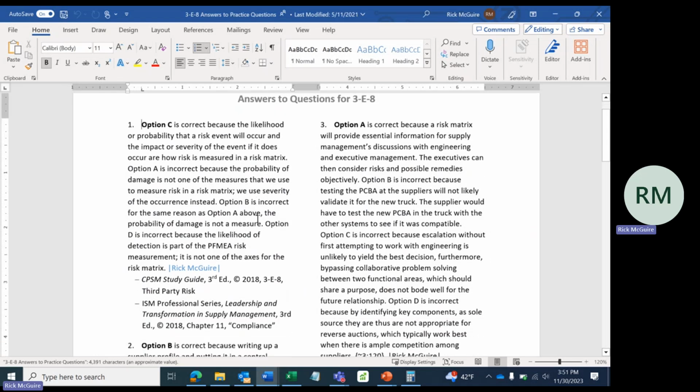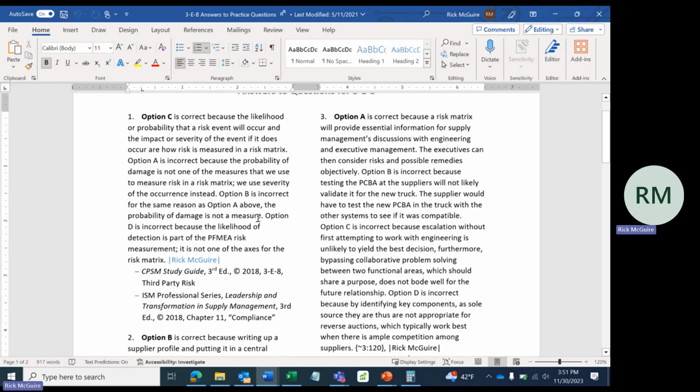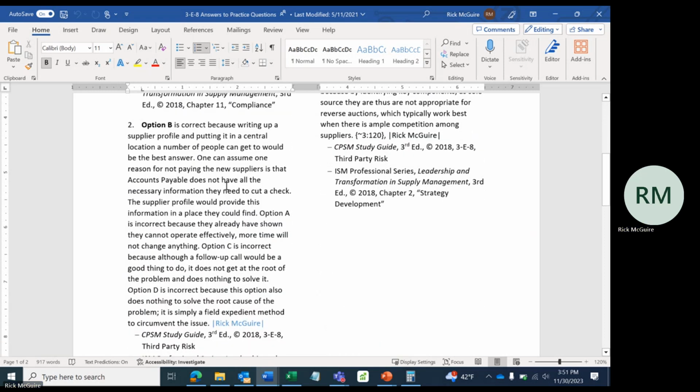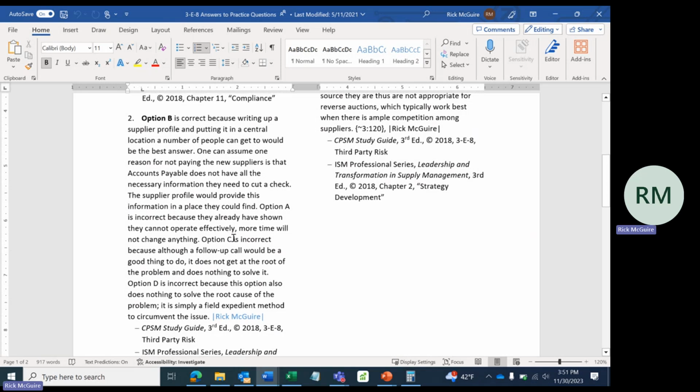All right, let's go over some answers here. Number one is Charlie. Likelihood or probability of a risk event will occur and the impact or severity of the event, if event does occur, is how risk is measured. Two is Bravo, because writing up a supplier profile and putting it in an essential location a number of people can get to would be the best answer. Although I also liked C. Option C is incorrect because although a follow-up call would be a good thing to do, it does not get at the root problem. It does nothing to solve it, although it checks to see if it got fixed.